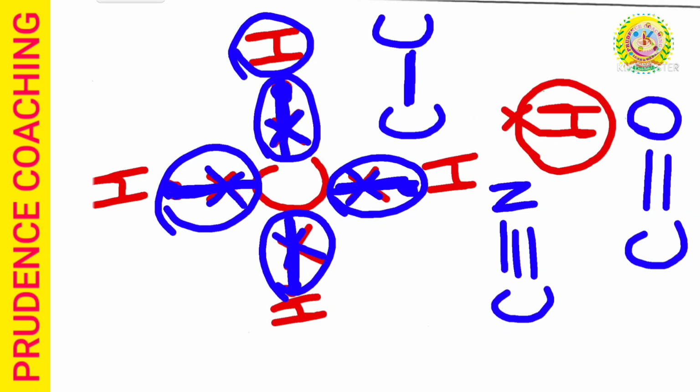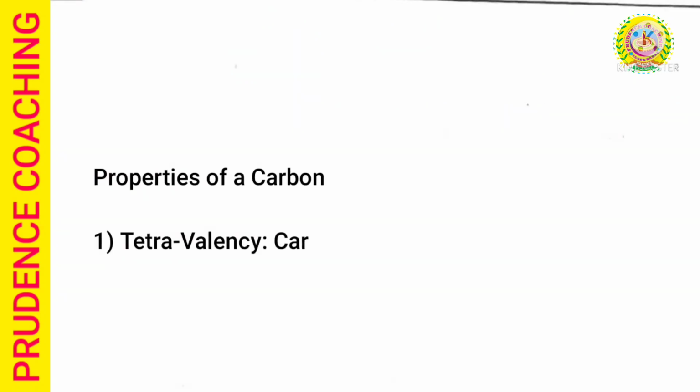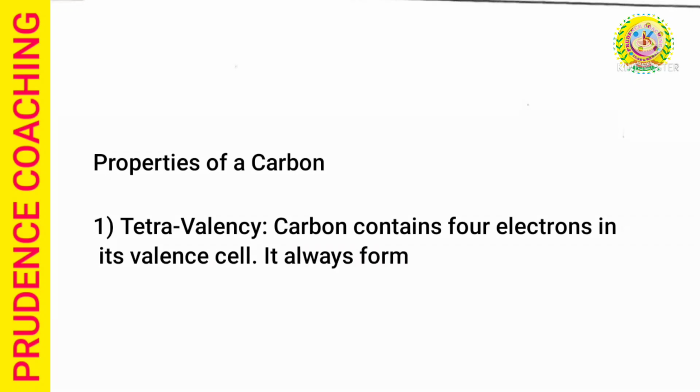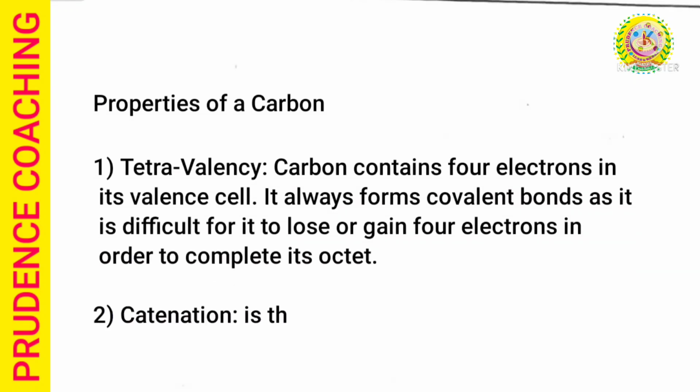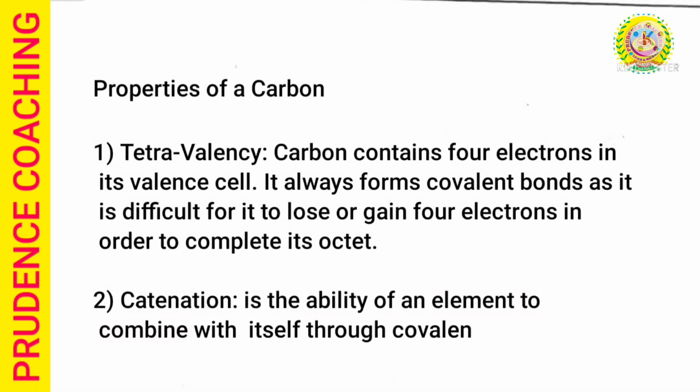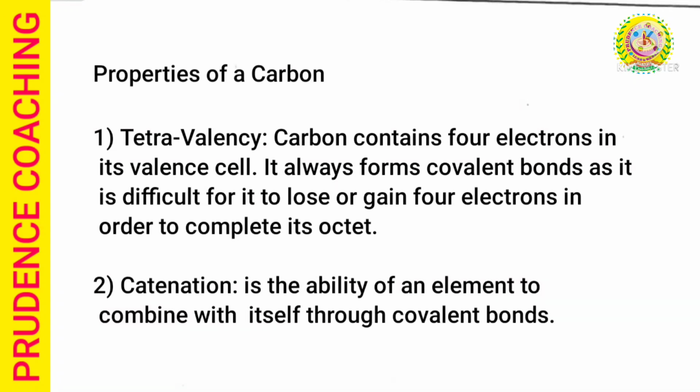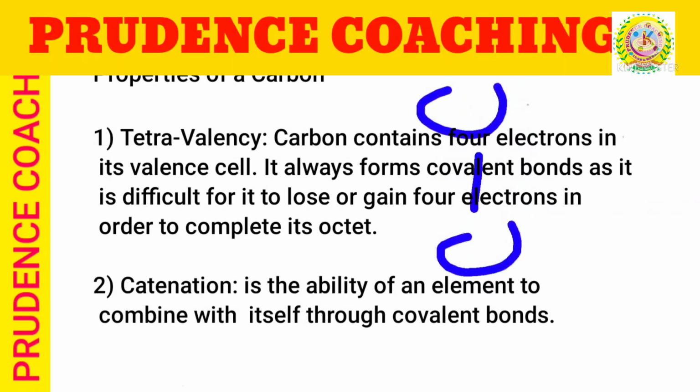So here we came across 2 properties of carbon. So what are the 2 important properties of carbon? One is carbon has 4 electrons in the outermost shell, or the valence electron of carbon is 4. And another one is catenation. That is, carbon can form a covalent bond with other carbon.